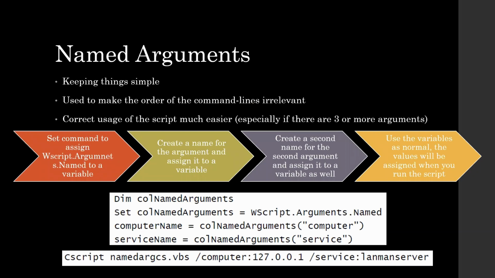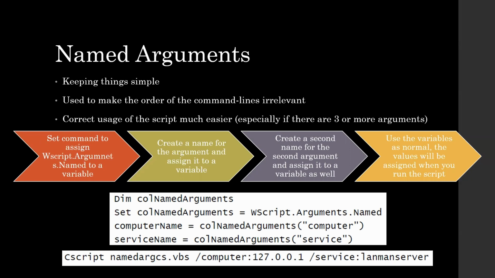Now, a named argument. A named argument helps keep things simple, and it also makes the order in which the elements are put on the command line completely irrelevant. So it's best practice to use it if you've got 3 or more. If you only have 1 argument, this may not be necessary. With 2, you can kind of keep them in order. Once you have 3 or more, you go ahead and use the named.